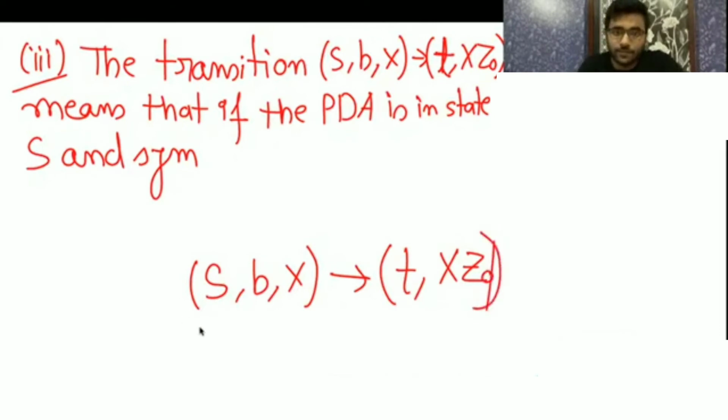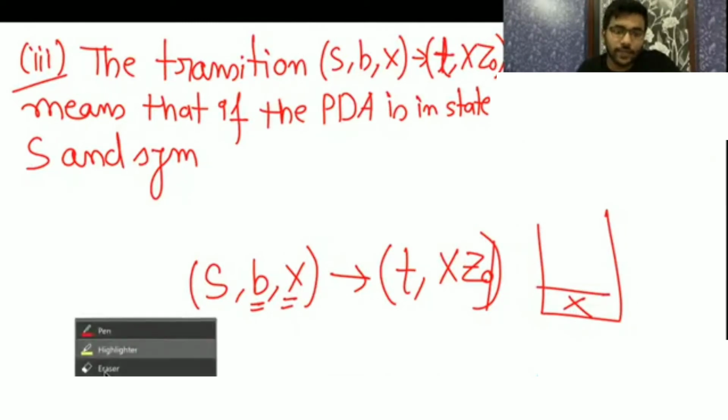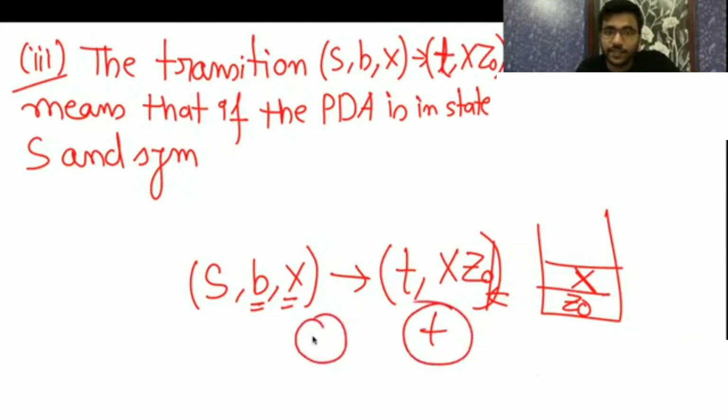What does this mean? It means S is some state. By getting B and by seeing the top of the stack X, it replaces X with Z0 X in that order. First it will push Z0, then it will push X, and then it will move to state T. Then S will move to the state T.